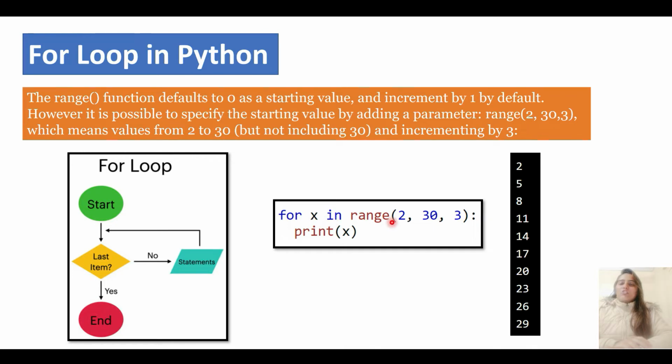For x in range(2, 30, 3): print(x). So 2 will be printed. Then 2 plus 3, that is 5, is getting printed. Then 8, 11, 14, 17, 20, 23, 26 and 29 are getting printed.